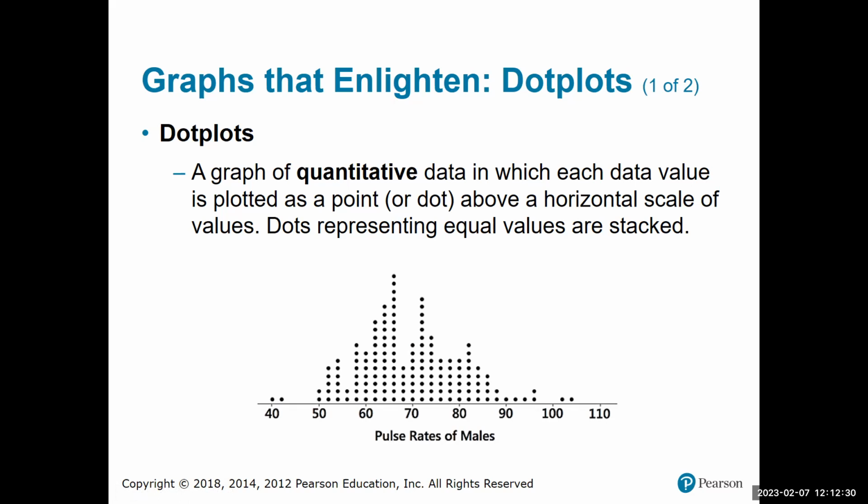So dot plots are used when you have quantitative numerical data, counts and measurements. So a group of quantitative data in which each data value is plotted as a point or dot above a horizontal scale of values. Dots representing equal values are stacked. Just like with a histogram, you can tell the shape of this. I would call this one approximately normal, right? You can almost see this sort of standard normal curve in this data set.